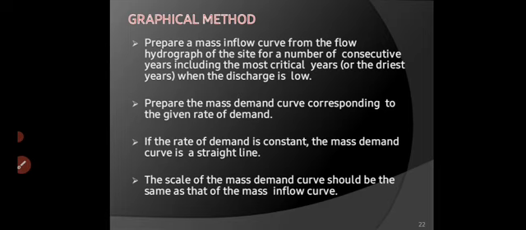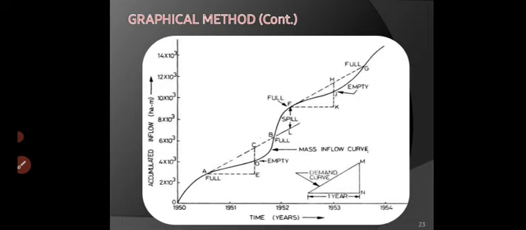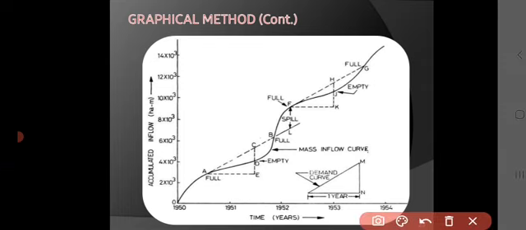Prepare the mass demand curve corresponding to the given rate of demand. The second curve is the demand curve, and it is prepared based on demand. If the rate of demand is constant, the mass demand curve is a straight line. Obviously, if the demand is constant, the demand curve is a straight line. The scale of the mass demand curve should be the same as that of the mass inflow curve, right? So in one plot, the mass curve and demand curve are plotted.